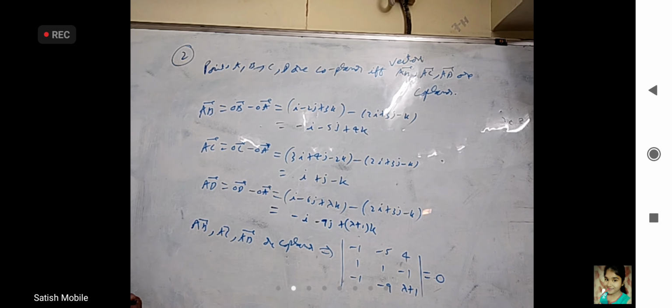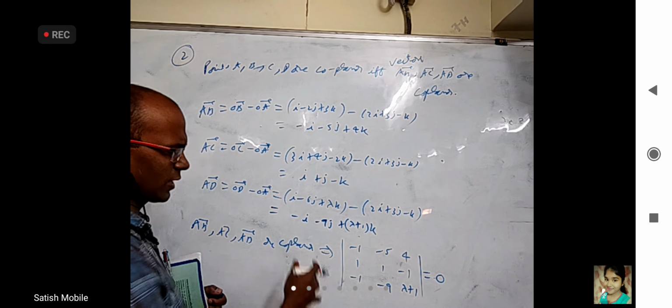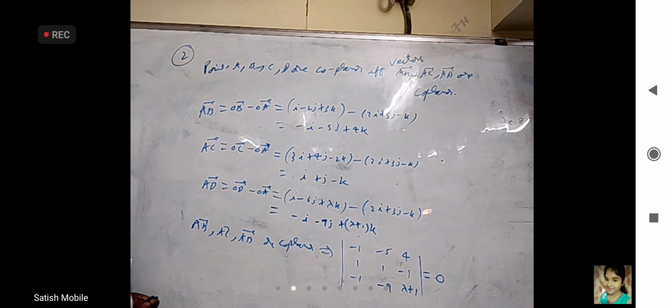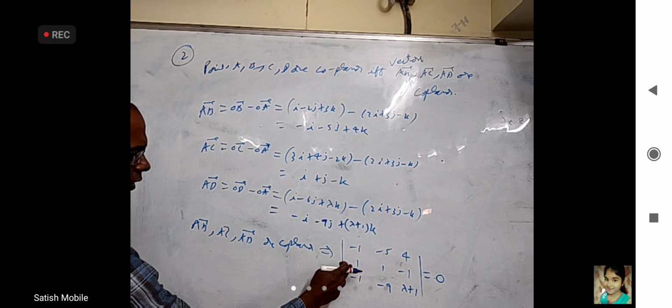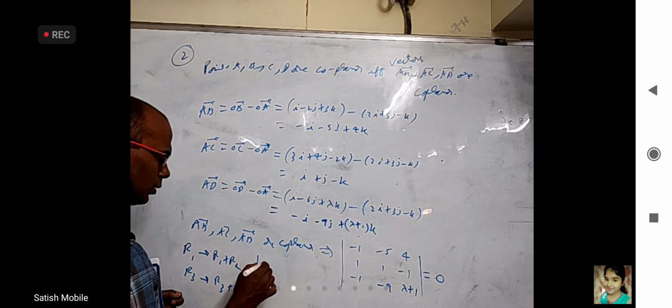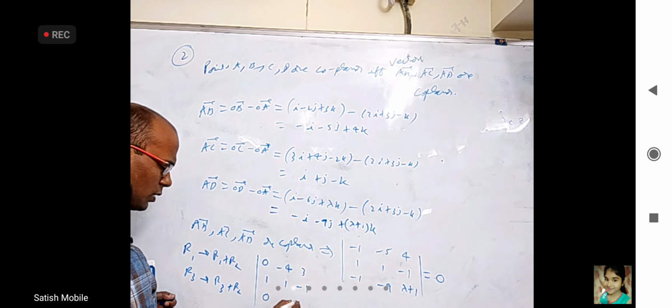You can directly expand this determinant or try to get some zeros here and there, and you can do it also. In fact, I can make this into 0 also very easily. I can add R1 as R1 plus R2, R3 as R3 plus R2. You will get 0, minus 4, 3; 1, 1, minus 1; 0, minus 8, lambda.